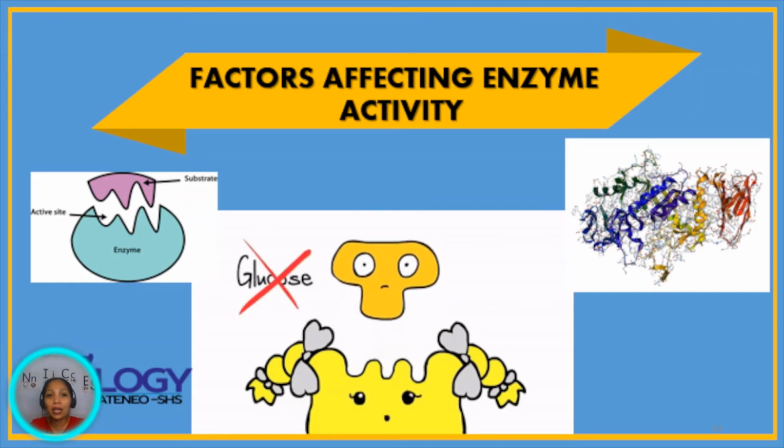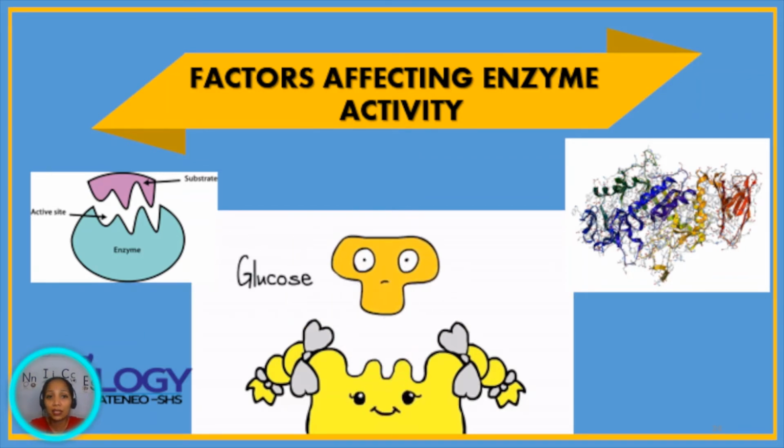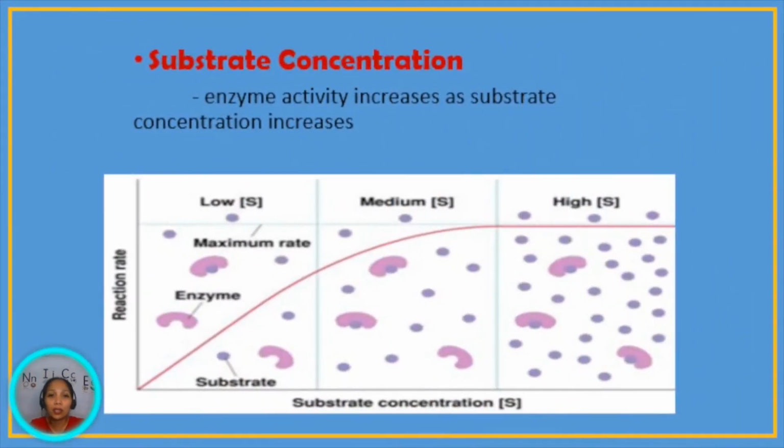Now let's learn what the factors affecting enzymatic reaction are, because enzymes are also very sensitive to conditions in the cell. First, we have the substrate concentration. Enzymatic activity increases as the substrate concentration also increases, just like here in this graph. It shows that there is an increase of the enzymatic activity as the substrate concentration also increases.